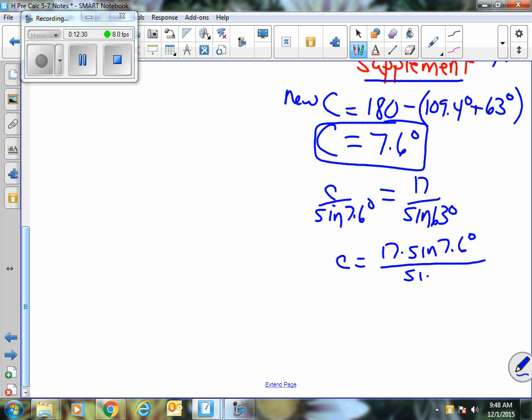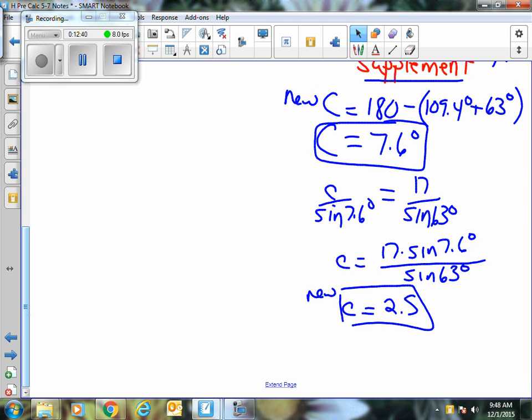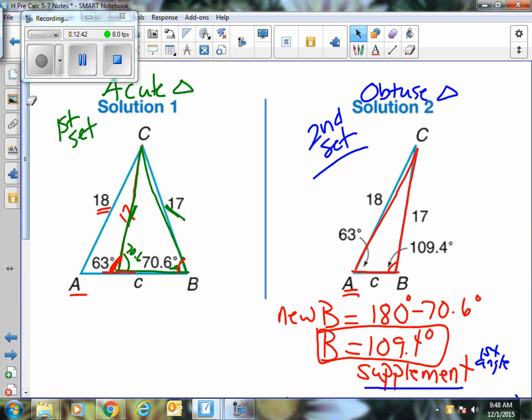All right, so we divide. Our new little c would be 2.5. So it's much shorter because angle C is much smaller as well. So that second set of solutions, this is the big picture here, comes from the supplement of the very first angle you solve for, whatever letter it is. In our case, it happened to be B, but it could be anything. So we have the two different versions.